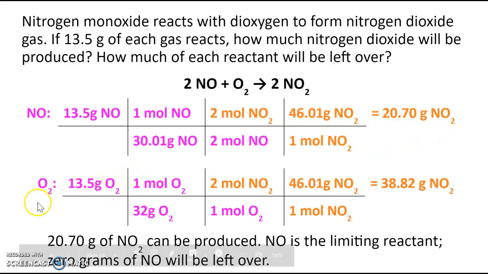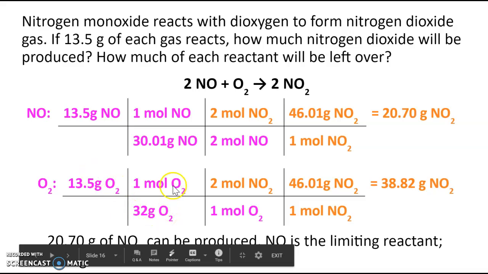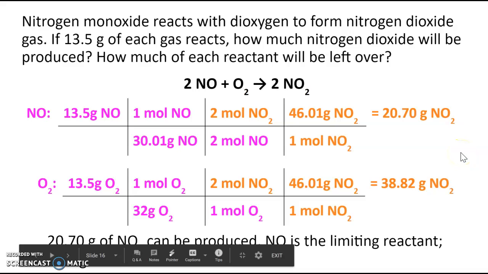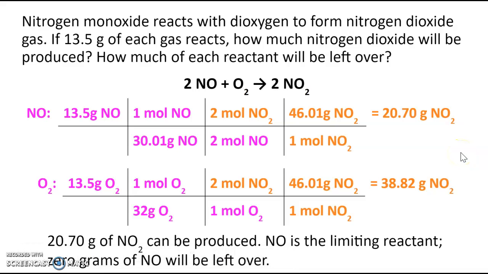If we start with our 13.5 grams of oxygen, molar mass, molar equivalency, and then the molar mass of nitrogen dioxide, we could make 38.82 grams. So only 20.7 grams of NO2 can be produced. And nitrogen monoxide is the limiting reactant. So we can already say with 100% certainty there will be no grams of nitrogen monoxide left over. There will be 0 grams.